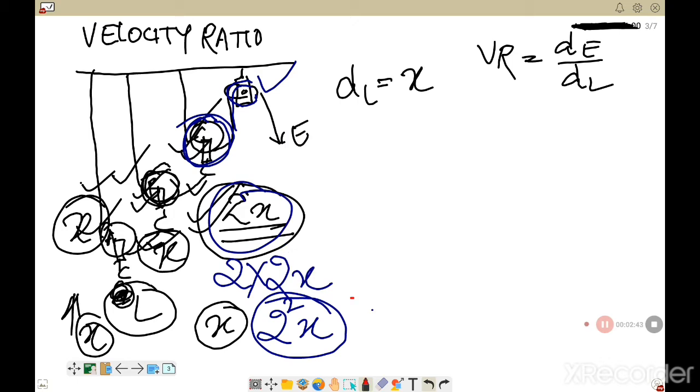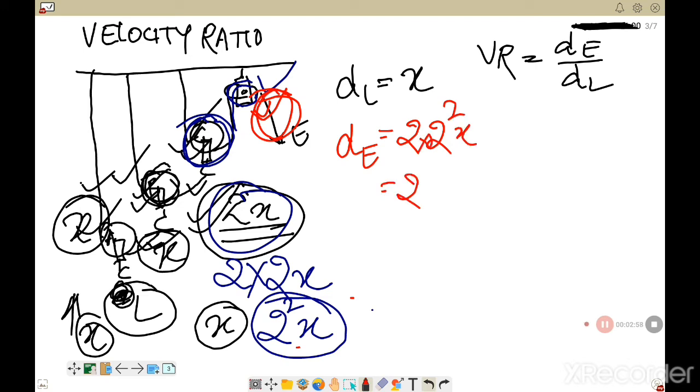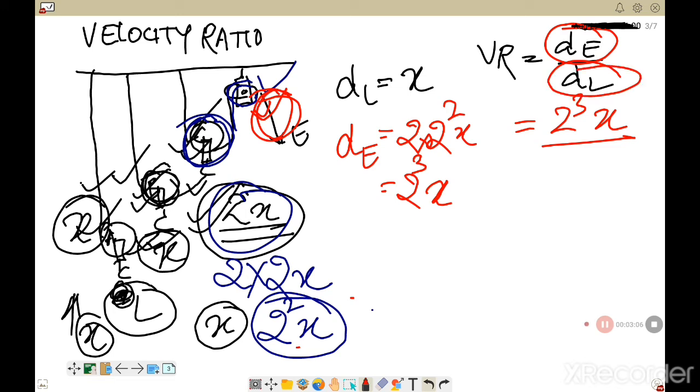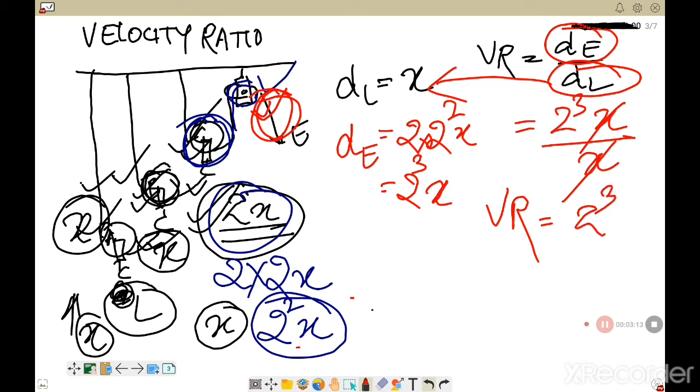So the distance traveled by the string, that is this part of the string, will also be twice of this. So that is the distance moved by the effort. Here the distance moved by the effort will be twice of 2 to the power 2 into x. So that will give you 2 to the power 3x. When I replace this distance moved by the effort, 2 to the power 3x, divided by the distance moved by the load, which is x, x and x get cancelled, so I'll get VR equals to 2 to the power 3.